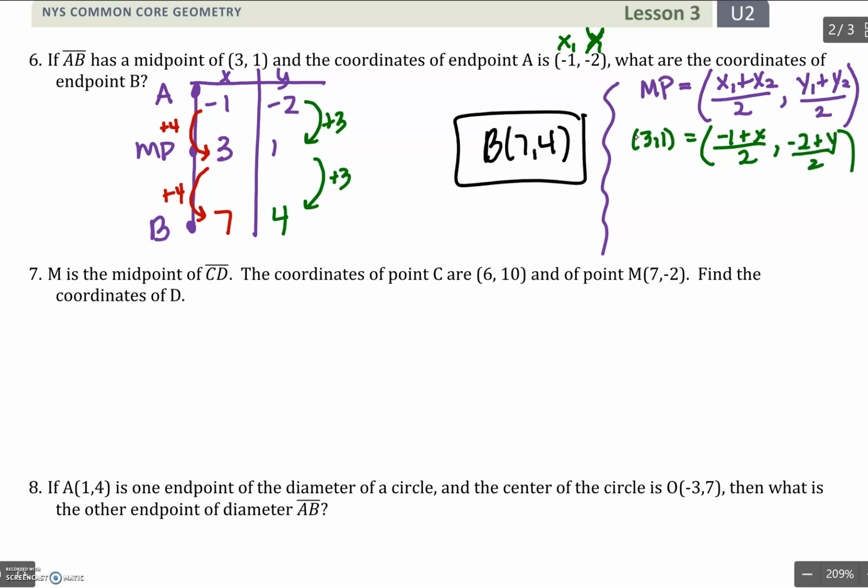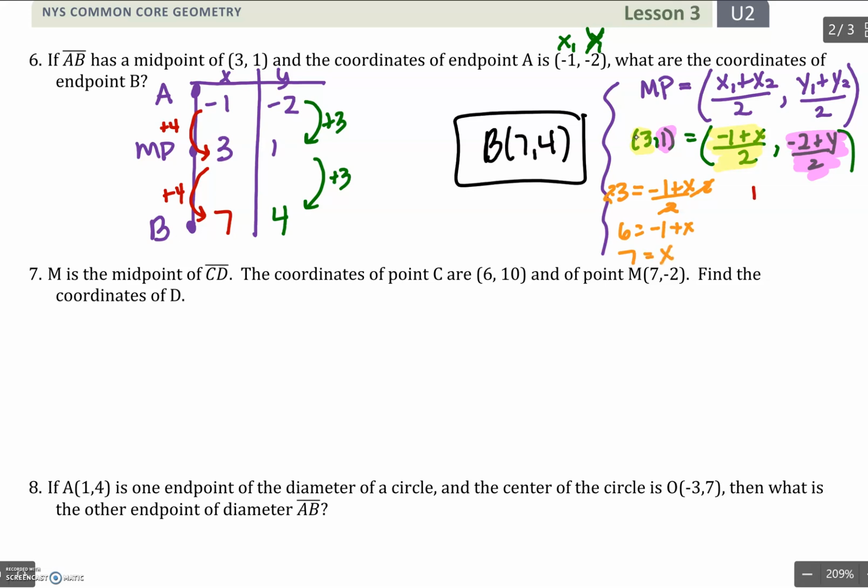And then what we do is we say we're going to make one equation to set the x's equal to the x's, and a second equation to set the y's equal to the y's. And we have to solve them both. So for the x's, the 3 would be equal to -1 plus x over 2. Multiply by 2 on both sides. Add the 1 over, and you'll get x is 7.